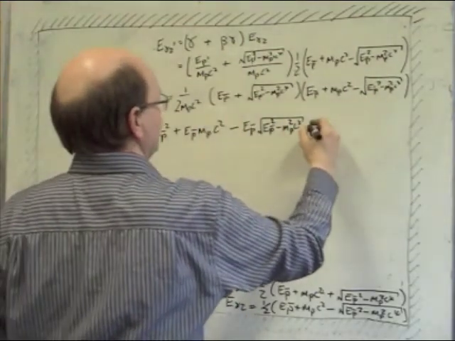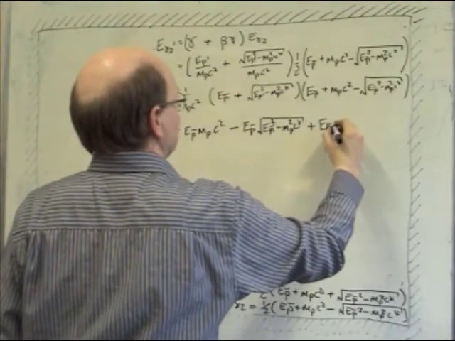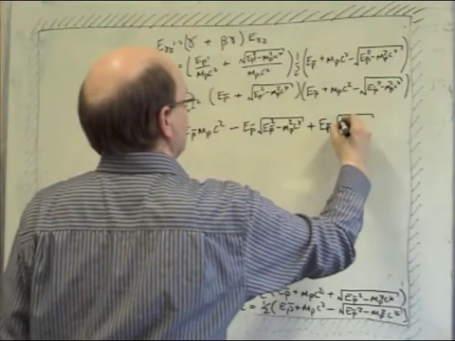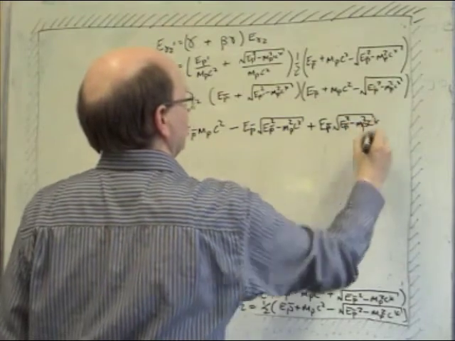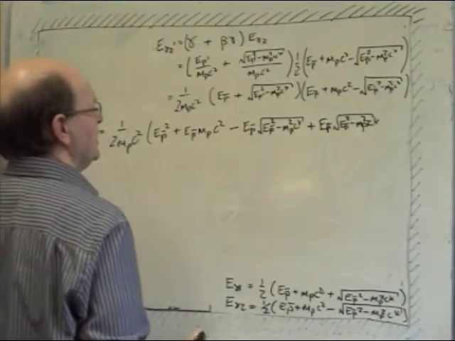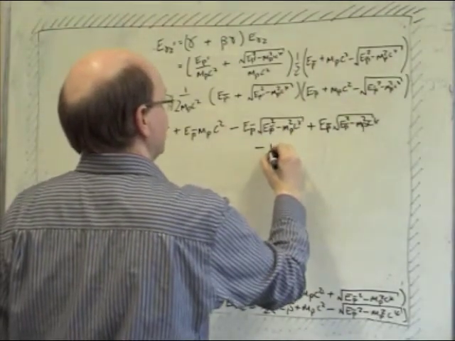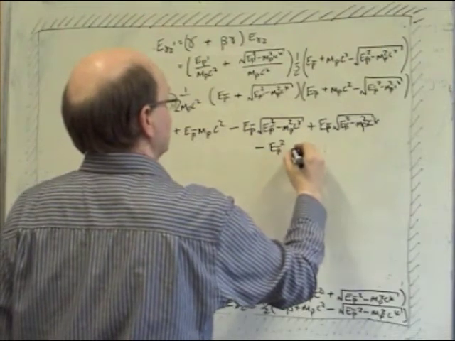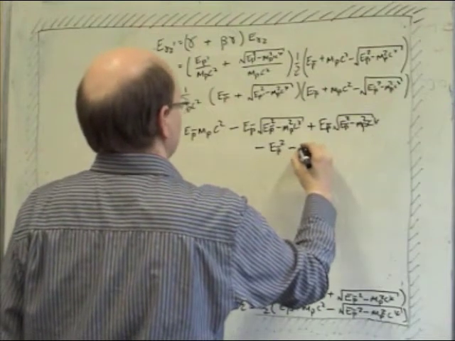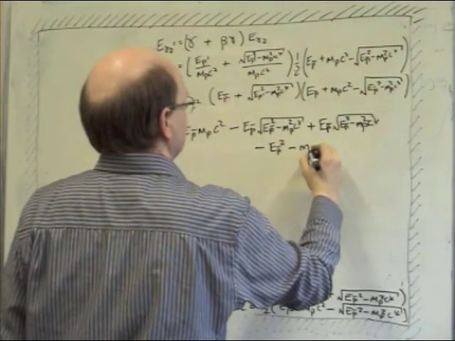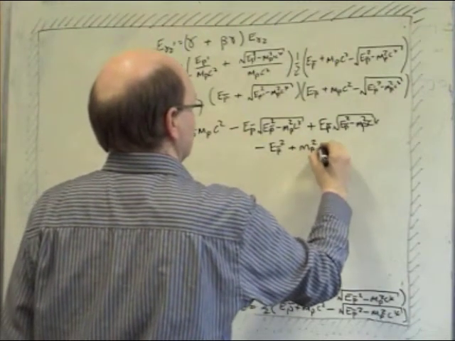And then we have plus this square root times that p, which is EP bar times the square root of EP bar squared minus mp squared c to the fourth. And then finally we have minus the square root times itself, so that's minus EP bar squared, and then plus mp squared c to the fourth.